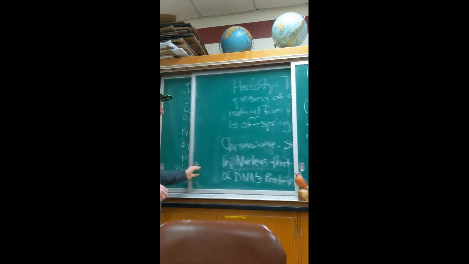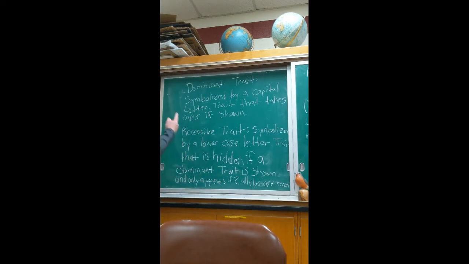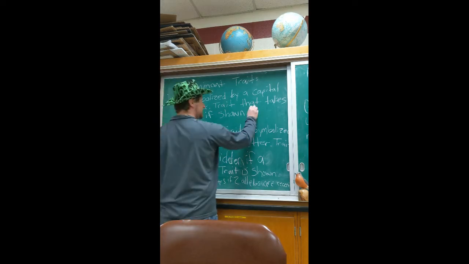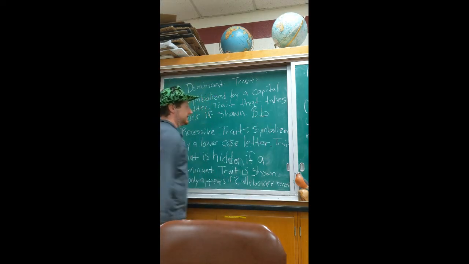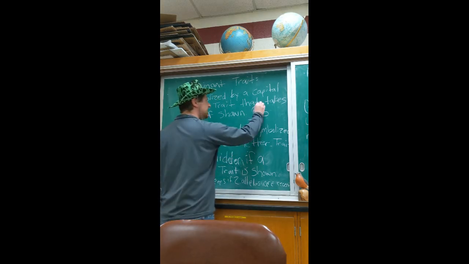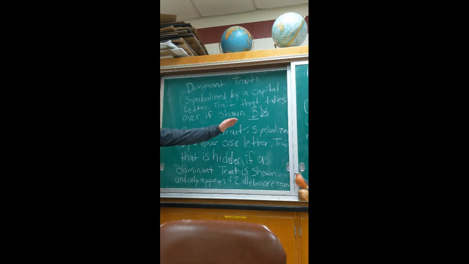Moving along. Got a lot of chalkboards. Dominant traits versus recessive traits. Dominant traits are symbolized by a capital letter all the time and would take over the recessive trait if it's shown. If you ever have a dominant trait being shown, the dominant trait will show. So if we go back to our genotype of having a capital B and a lowercase b, if the capital B is dominant, it will overtake that lowercase b, and the trait that will be shown is black, or whatever the capital B is symbolizing for the phenotype.